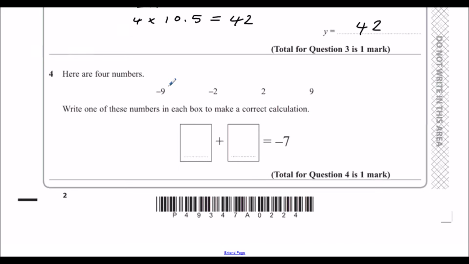So we need to have -9 plus 2, or a +2 plus a -9. These 2 numbers together, -9 up 2 is -7, or 2 down 9 is -7. So we need the -9 and the 2 in any order. So it doesn't matter which way round we have them. -9 and 2 add up to make -7.